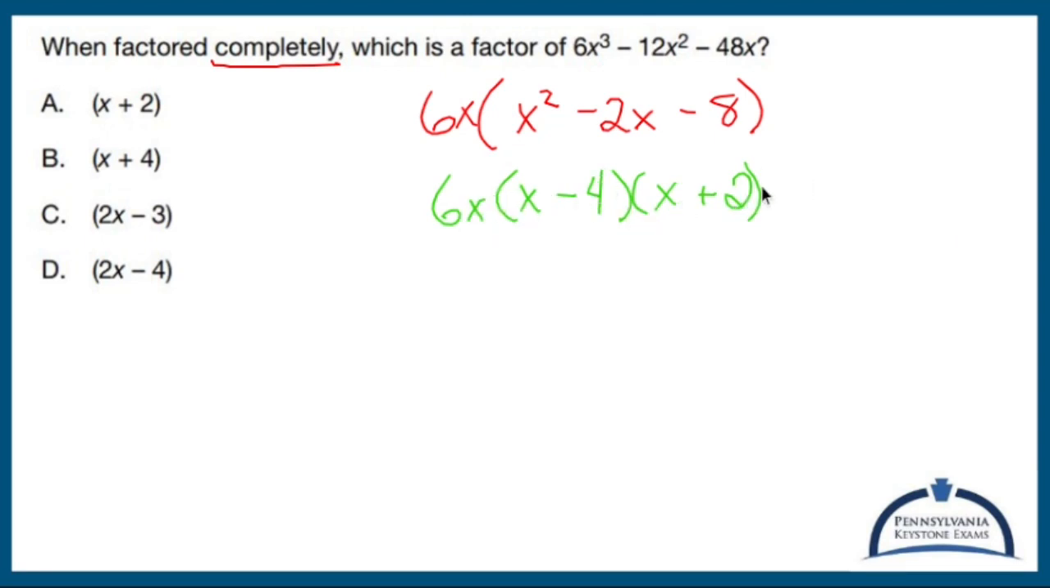these three items. So which of these three guys is written here? A is. All three of these are factors. So 6x is a possible answer. x minus 4 is a possible answer. x plus 2 is a possible answer, and that's the only one that I see up there. So the answer is A.